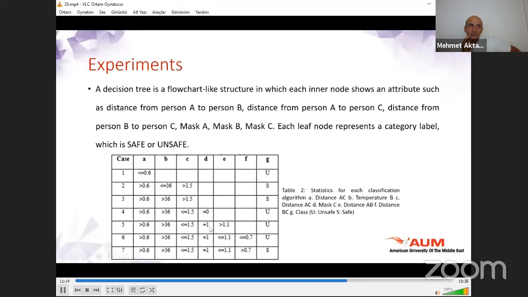And the next case, the same scenario where he wears the mask, but the distance from A to B is greater than 1.1, and from A to C is less than 1.5, and person B also has a high temperature, and the system predicts it's unsafe.